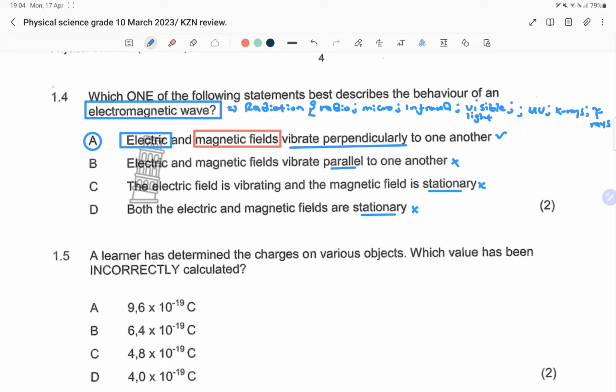So please know something about electromagnetic waves. Please, please, please. It's not really a difficult one. Just read something about it, know these particular waves, and at least be able to identify these if you're given a diagram. All right.